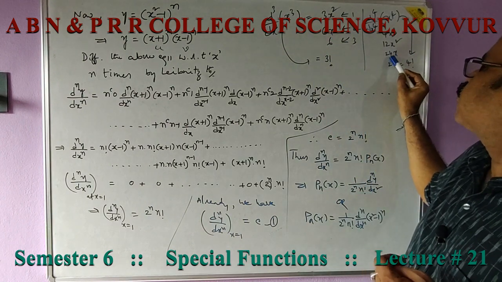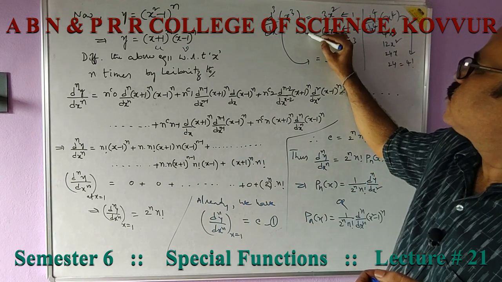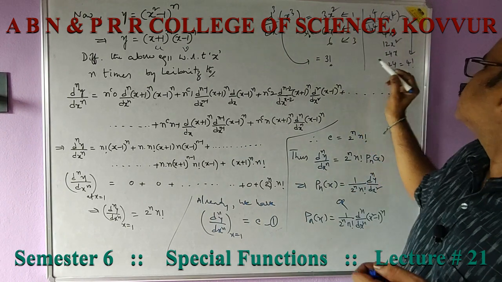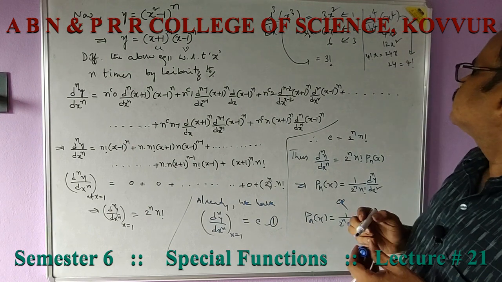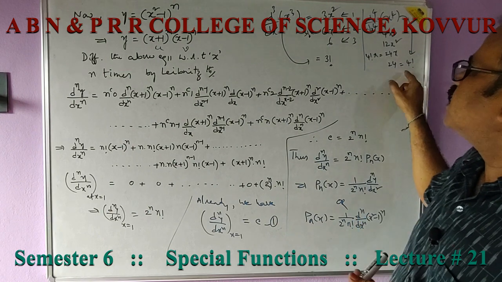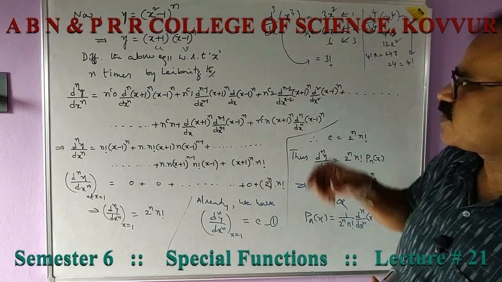This is 4 factorial x. This is 3 factorial x. This is 4 factorial x. Before becoming 4 factorial, this is 4 factorial x. Before becoming 3 factorial, this is 3 factorial x.